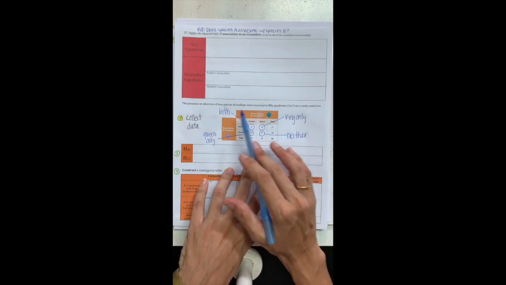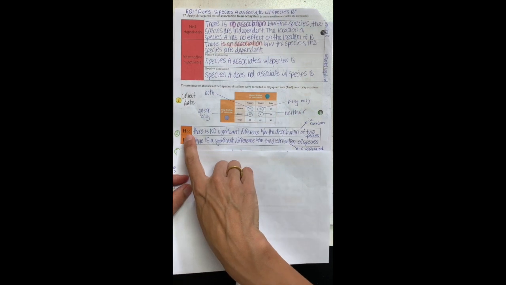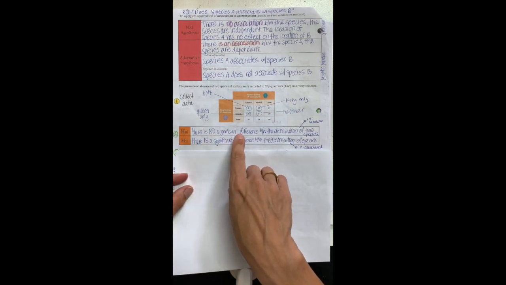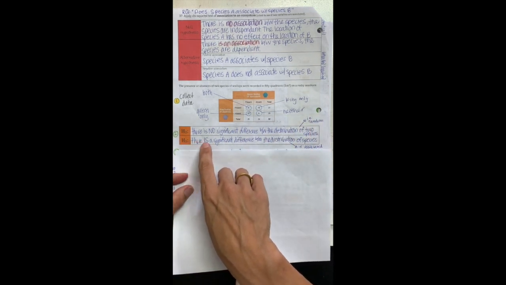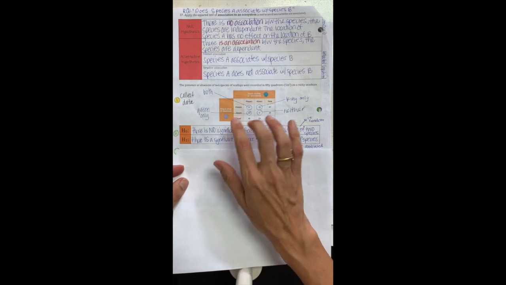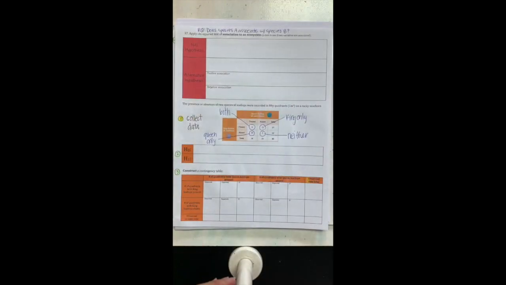Okay, now after we have our data, let's go ahead and figure out the specific null and alternative hypothesis. So this is going to be step number 2. In step number 2, our null is that there is no significant difference between the distribution of these 2 species. This means it's random. And then our alternative is that there is a significant difference between the distribution of the species. They are associated. Okay, those are our 2 for this problem.